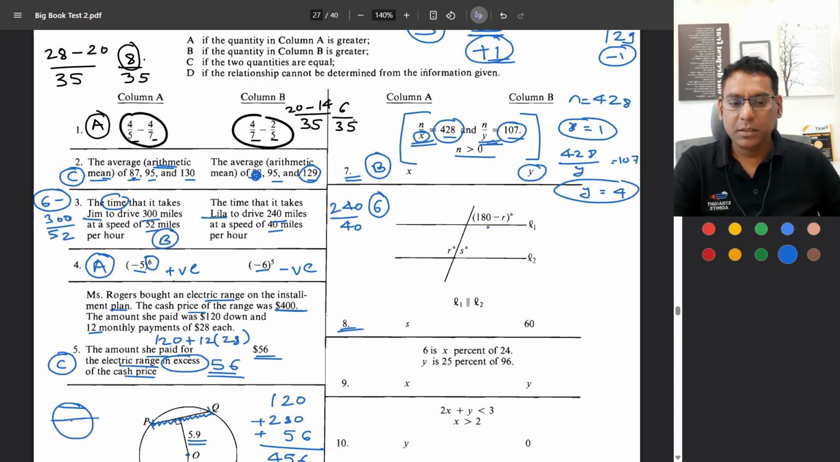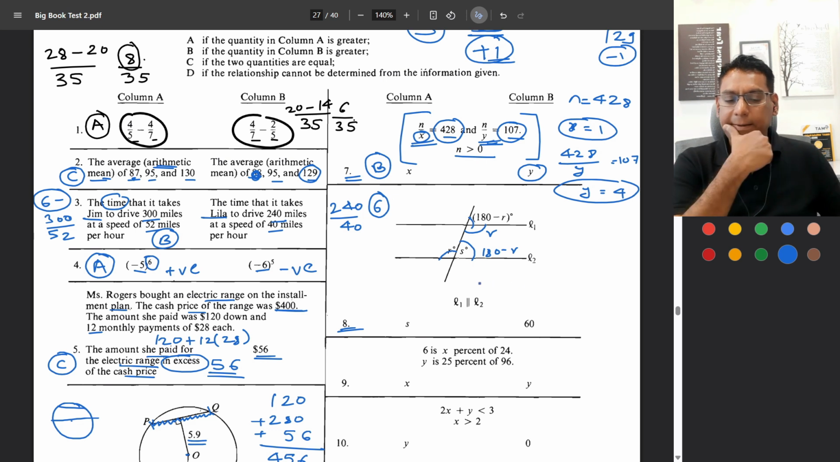All right, 180 minus R. This angle is 180 minus R. So this angle is going to be R. Okay, this is 180 minus R. This is also going to be 180 minus R. But we already knew that because this angle is R.